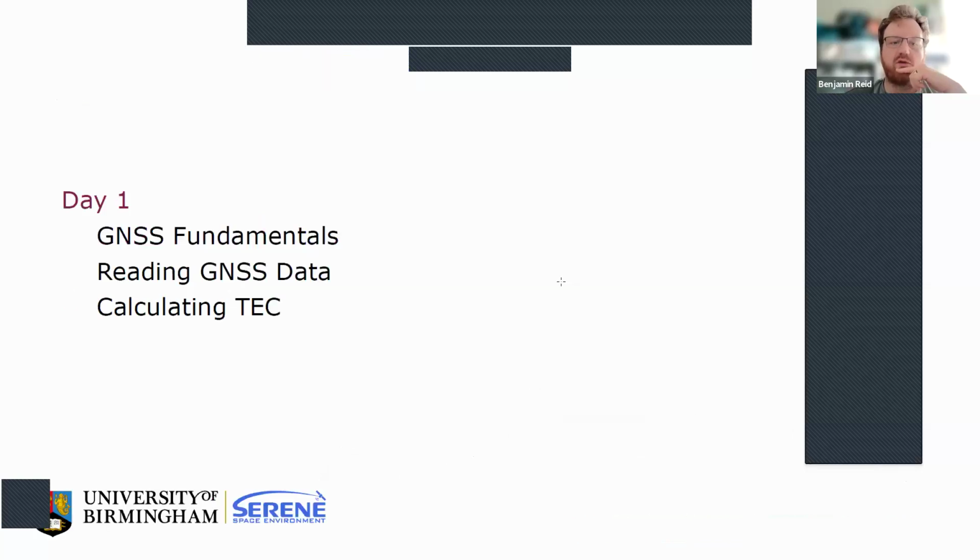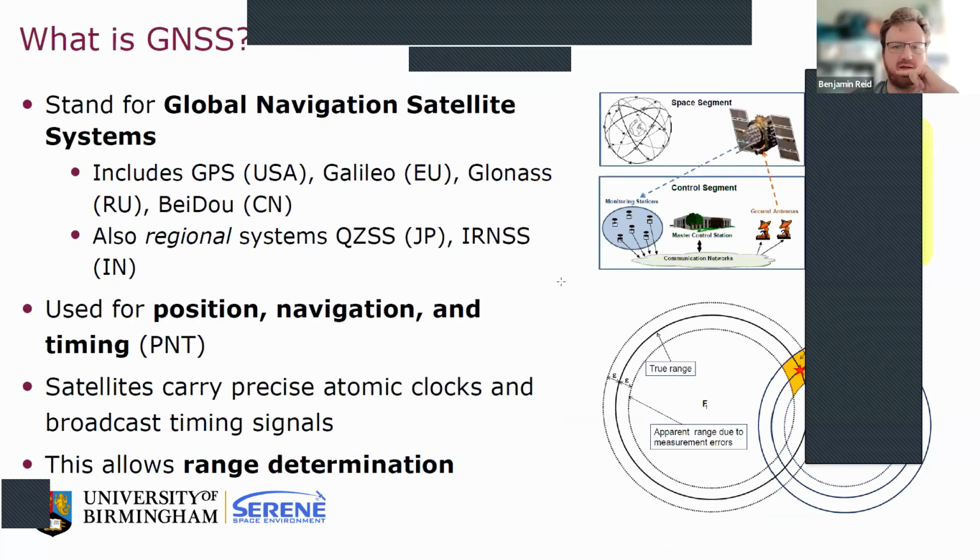So again, we'll talk about some fundamentals of it and how we read this data and how we calculate TEC. And then Mahith will take over and show you some other things, like using VTEC from Madrigal, I think, and then some scintillation stuff, which should be interesting.